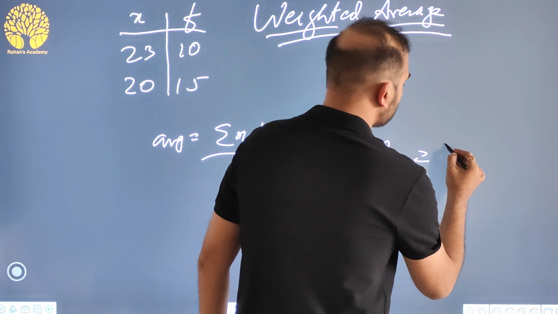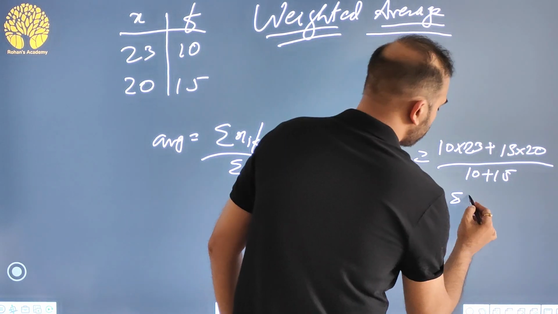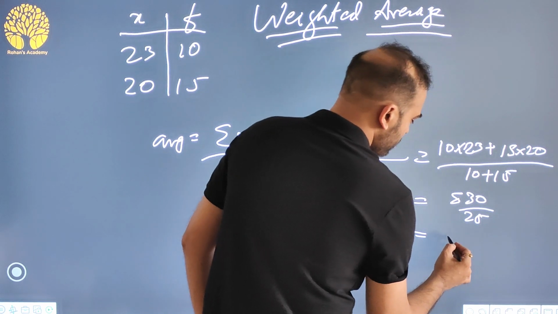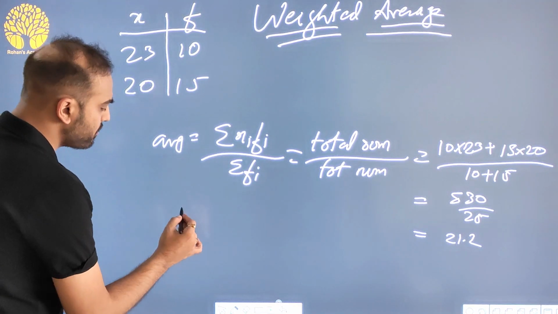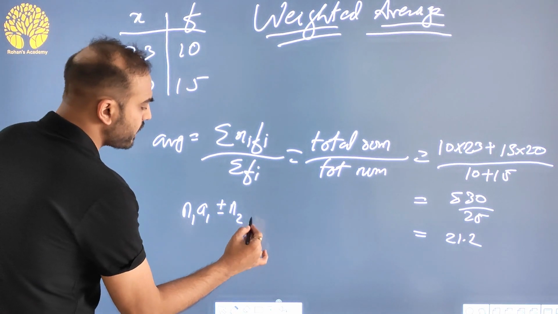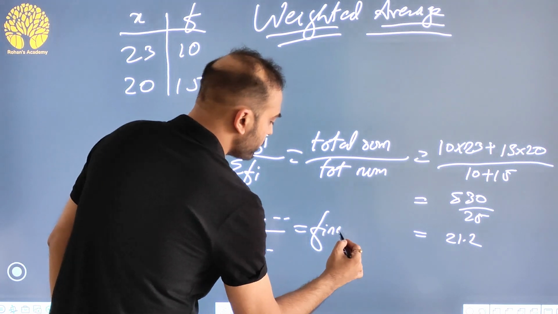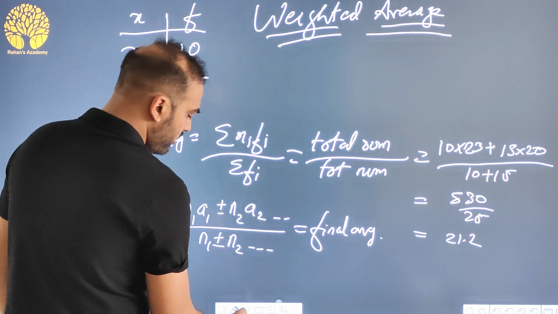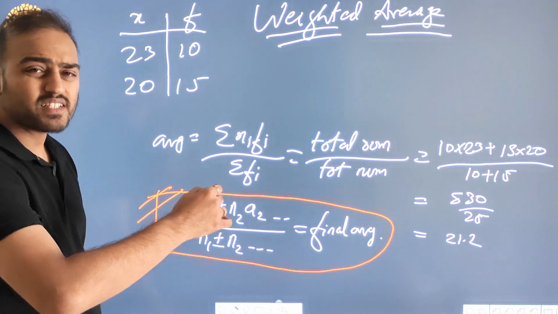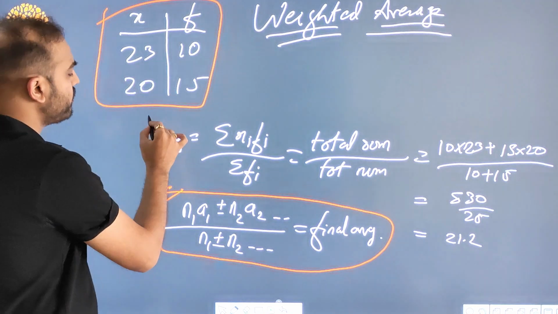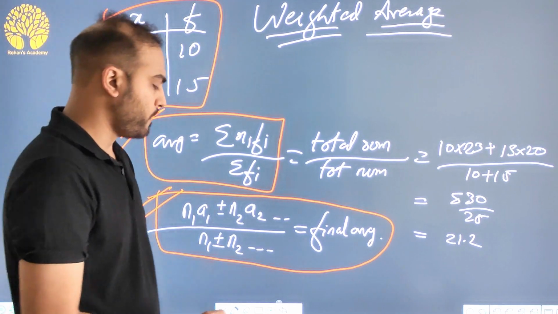So here again xi fi, so we will do 10 into 23 plus 15 into 20 over 10 plus 15, 530 by 25, which is 21.2. You can also use the weighted average formula that we learned before, that is N1A1 plus N2A2 whole divided by N1 plus N2. This gives you the final average. This is your weighted average formula. Or if you're using the same in statistics and you have a data table given, then the average becomes summation xi fi over summation fi.